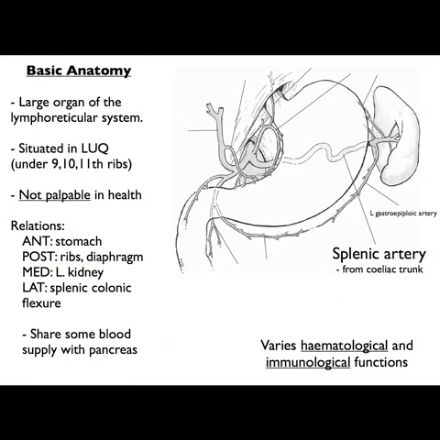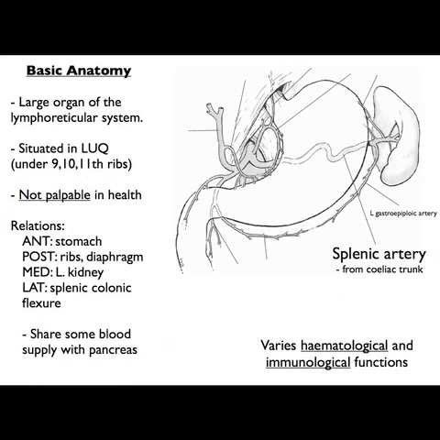Important relations. Anterior relation is the stomach. Posterior are the ribs and the diaphragm. Medially, you'll find the left kidney. And laterally, you'll find the colonic flexure, specifically the splenic colonic flexure. Function of the spleen, most useful to think of this in terms of the various hematological functions and immunological functions.